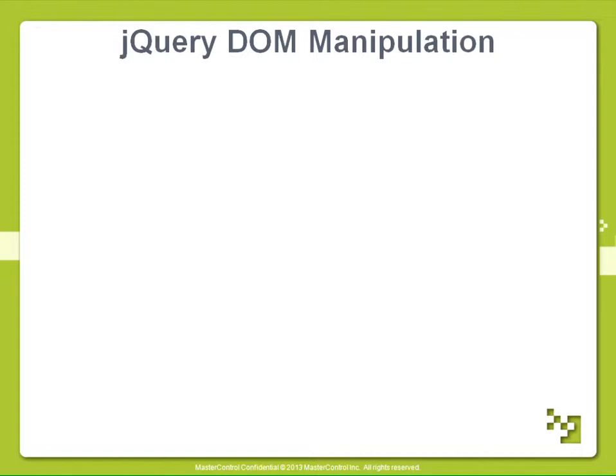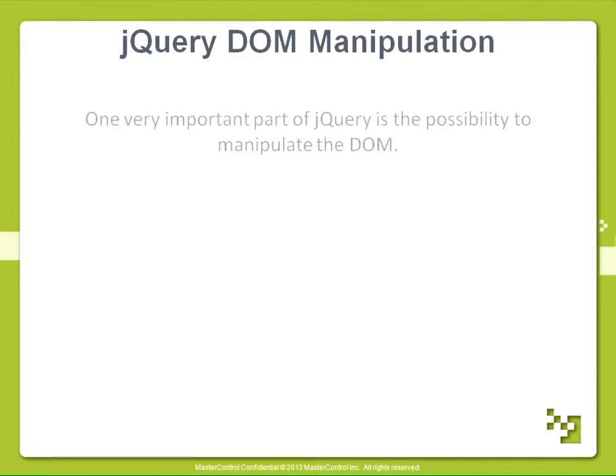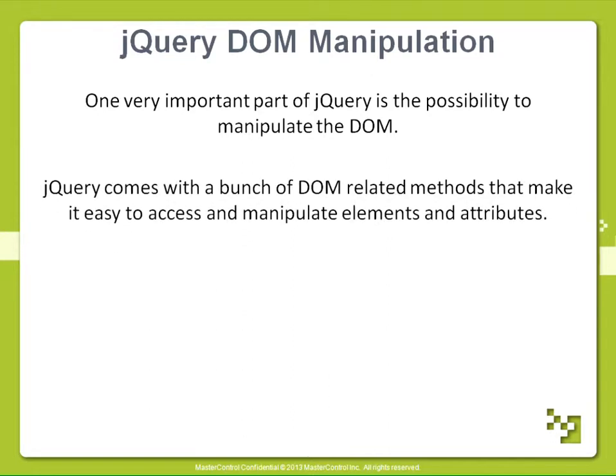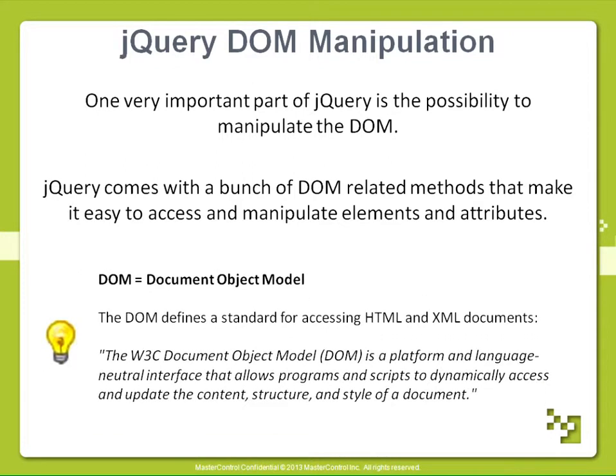Okay, so let's talk about jQuery DOM manipulation. One very important part of jQuery is being able to manipulate those form fields in our forms. And basically, jQuery comes with a bunch of DOM-related methods that are easy to access and manipulate. And DOM equals document object model.